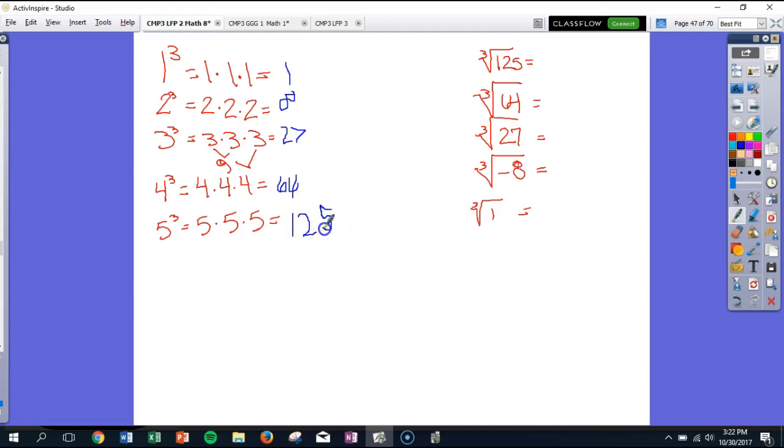And if you need to slow this down and play it back, go ahead and do that. Now we're looking for the roots. For what number do we multiply times itself 3 times to get the number that's inside the cube root here? Well, cube root of 125 is going to be 5. The cube root of 64, so we look over here, is going to be 4. Cube root of 27 is going to be 3. And the cube root of negative 8 is going to be negative 2. And the square root, cube root, any root of 1 is 1. So I hope that helps you out there a little bit.